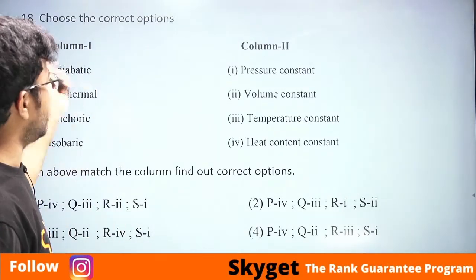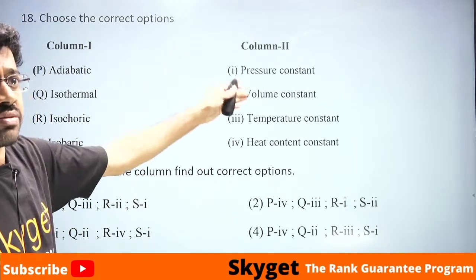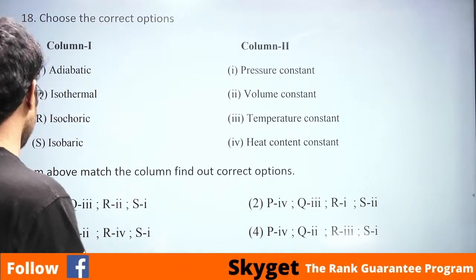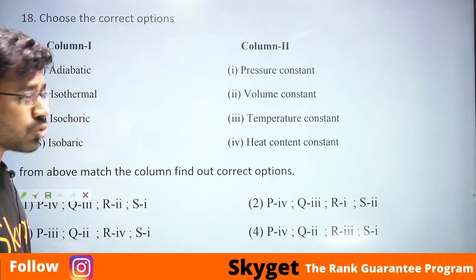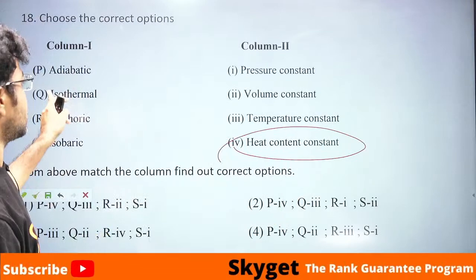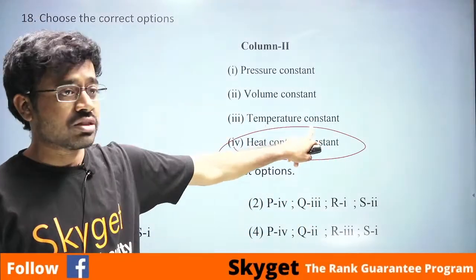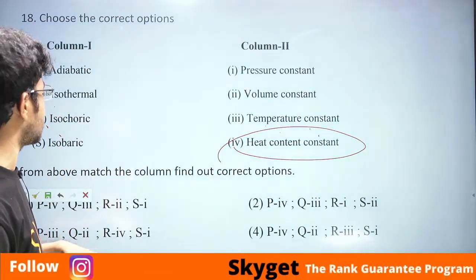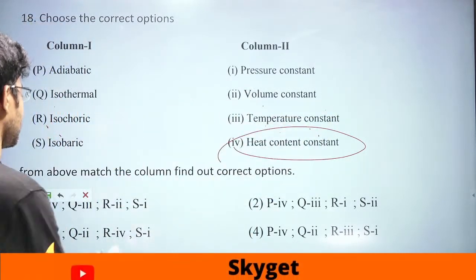Next, in problem number 18, this is a direct theory question where he is asking to match various quantities in table A and table B. So these are the 4 processes he has given here. First, if you consider the adiabatic process, there is no change in the energy, so here the value of the heat content will remain constant. The second one is the isothermal process, that means same temperature, so the temperature will remain the same. The third one is the isochoric process, where the volume has to remain constant. The fourth one is isobaric, where the pressure has to remain the same.